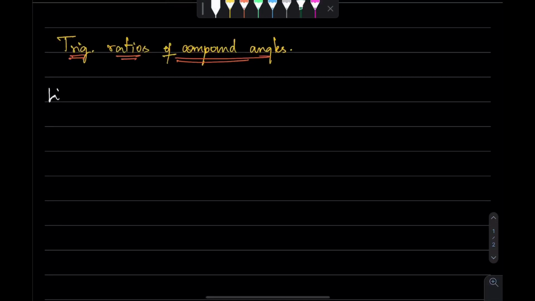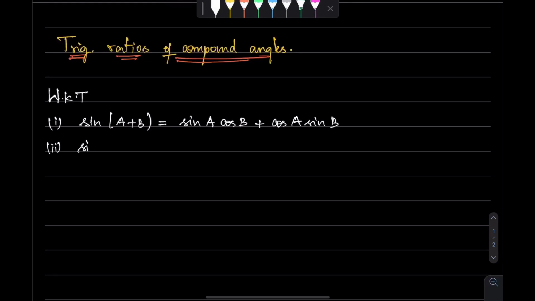We all know this. Let us consider sine of a plus b. What is sine a plus b, children? It is sine a cos b plus cos a sine b. So knowing these four results, we'll see how we can derive the other results.